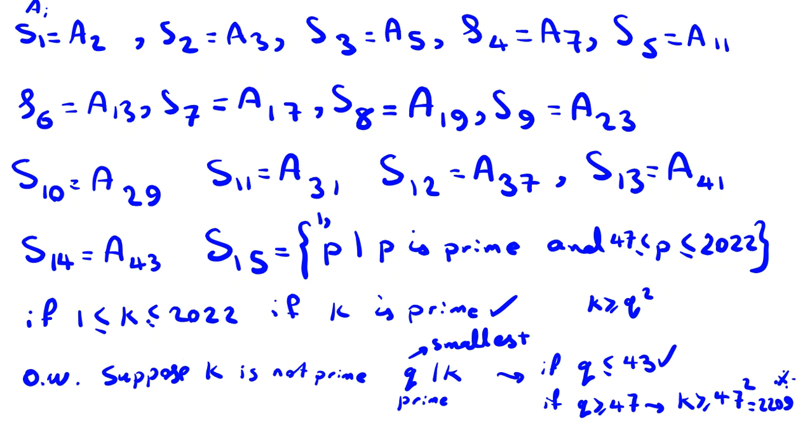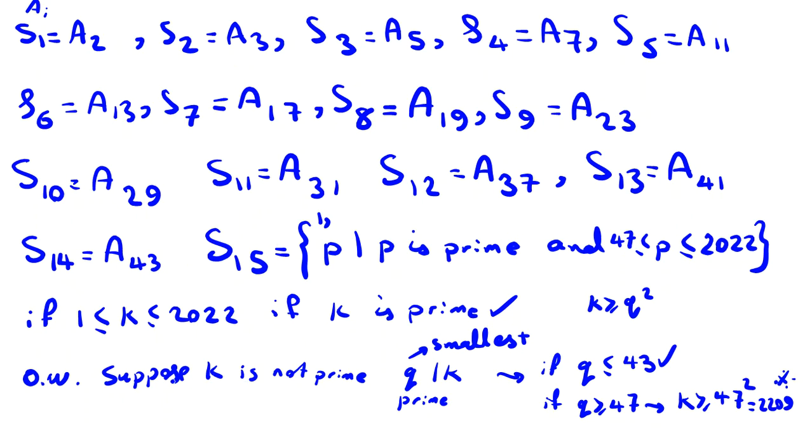Next, we want to prove that if k is between 1 to 2022, it is in at least one of them. If k is prime, if it is 2 it is in S1, if 3 in here, if it is 43, it is in here, and if it is greater than 43, meaning at least 47, it is in S15. So for k prime it is okay.